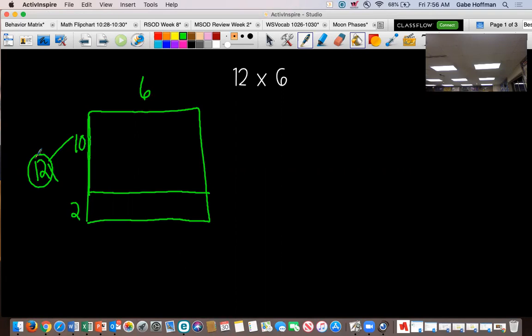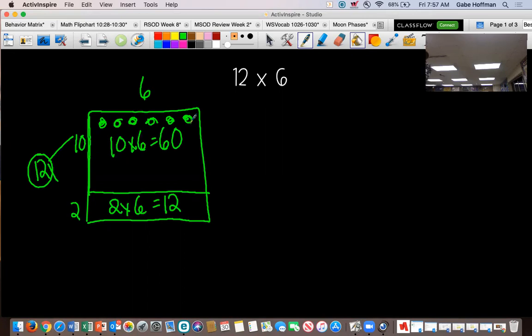So I'm going to multiply each of those numbers, my 10 and my 2, by 6 in the array. I'm going to do 10 times 6 equals 60, and then 2 times 6 equals 12, because those are both facts that were easy for me to solve. If I was to do this as an actual array, I would have 6 in a row, and I would have 10 rows of 6 in that section with 10, and 2 rows of 6 in that section with 2.